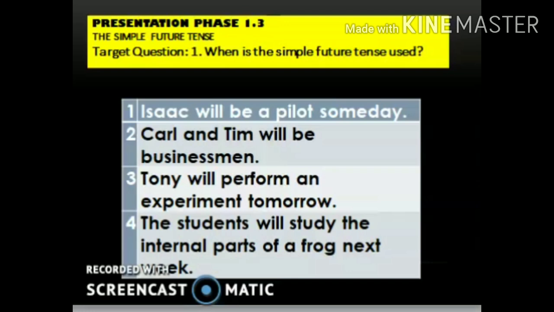Now let's talk about the simple future tense. As you already know, a sentence may express an action or condition. Among these four sentences shown, which do you think expresses action and which expresses conditions? Sentences 1 and 2 express a future condition or a condition that will occur in the future, while sentences 3 and 4 express a future action or an action that will happen in the future. All these are examples of sentences in the simple future tense.